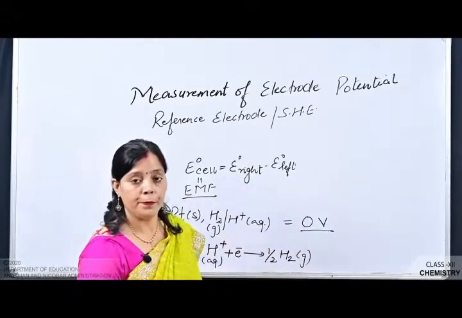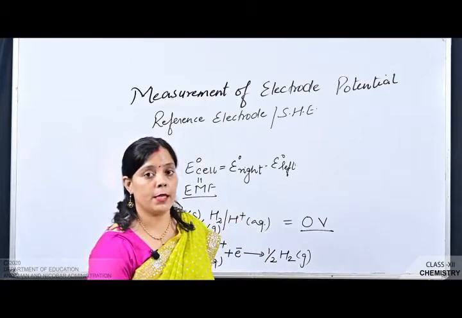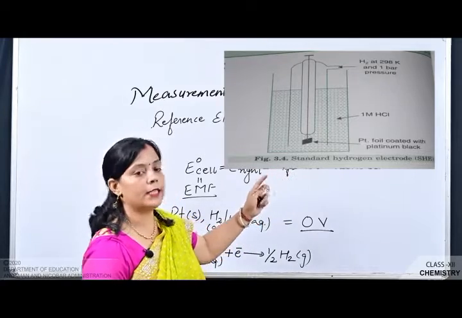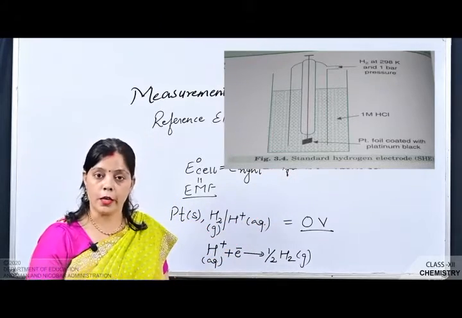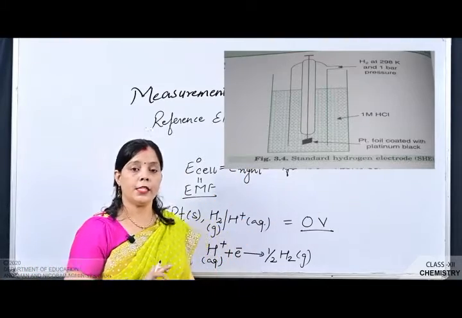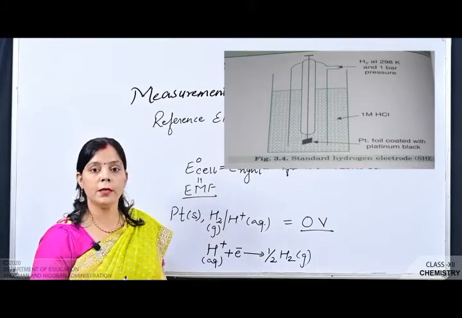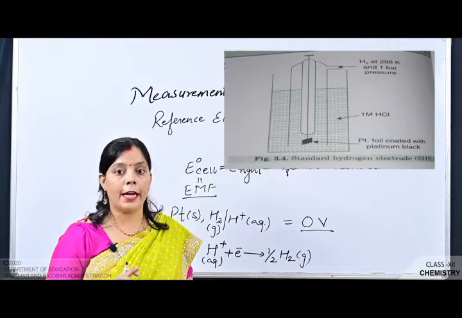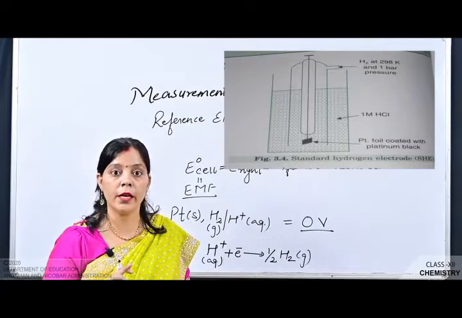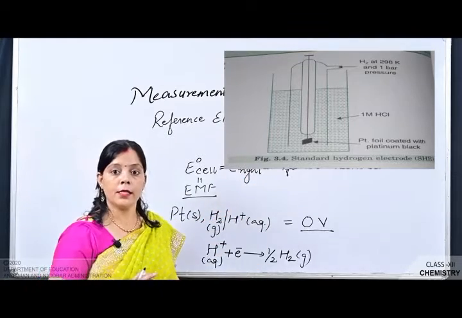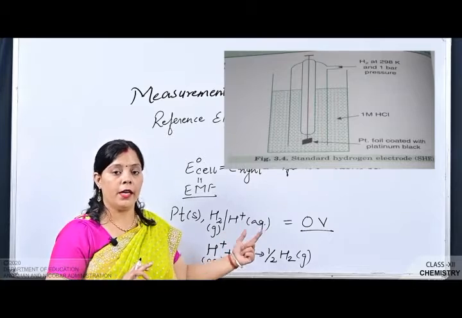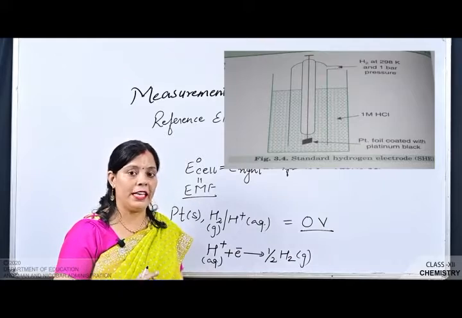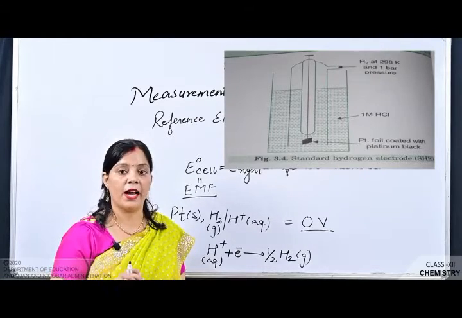Okay children, next, students, this is the picture of the standard hydrogen electrode. You can see in the picture the standard hydrogen electrode, that is the SHE. This SHE consists of a platinum wire sealed in a glass tube and carrying a platinum foil at one end. You can see at the bottom that this platinum wire has a platinum foil at one end, and this platinum foil is coated with finely divided platinum.